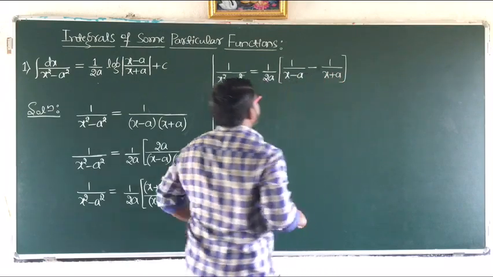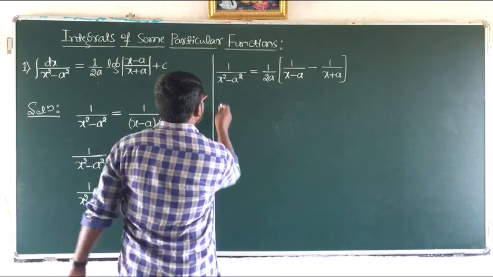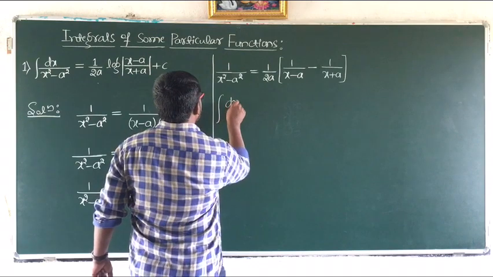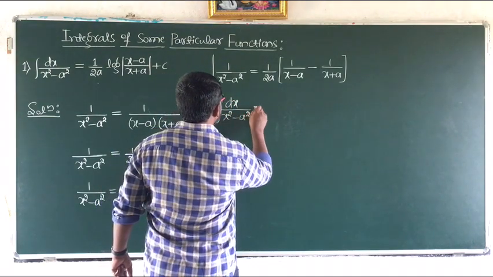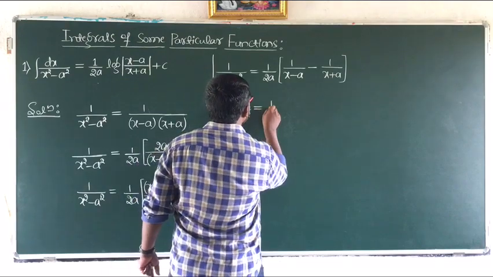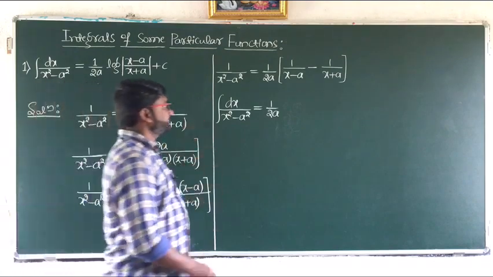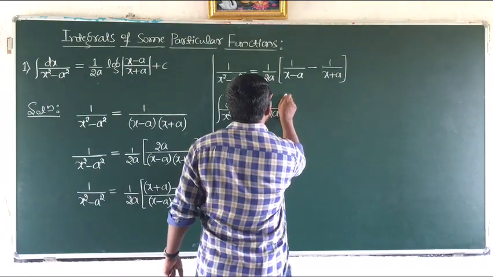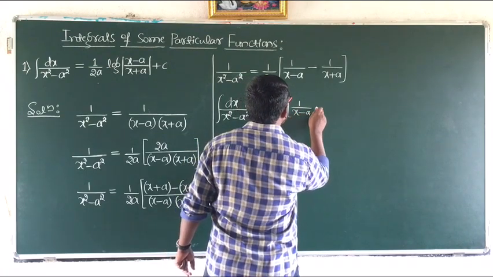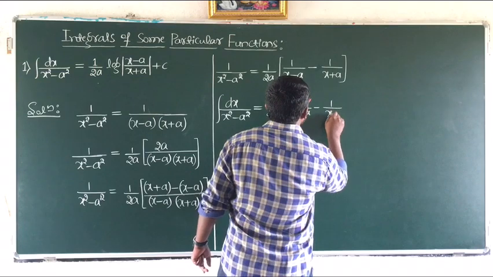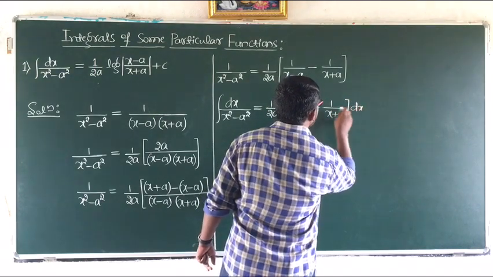Now integrate both sides with respect to x. So what do we get now? Integral dx upon x square minus a square equals 1 by 2a. 1 by 2a is a constant, I write it outside. Then the integral; write the remaining term as it is now, 1 by x minus a minus 1 by x plus a, close the bracket, then write dx.